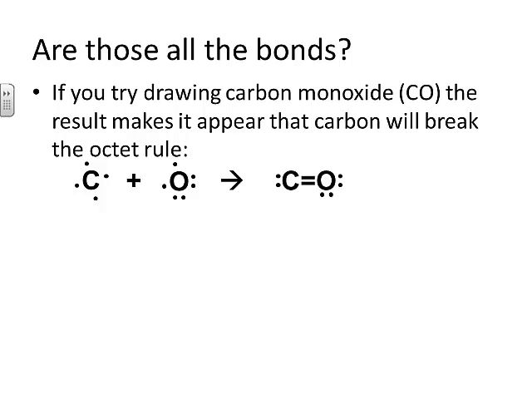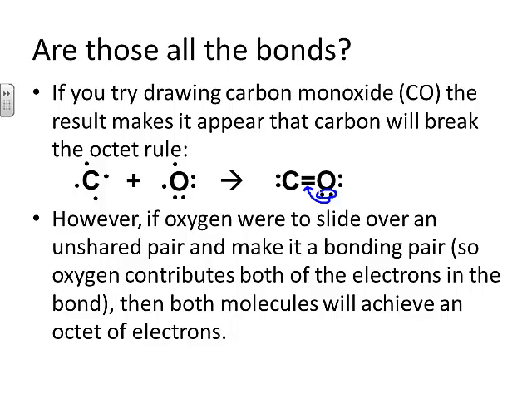It only has 6. However, if oxygen were to slide over an unshared pair, such as that pair circled there in blue, and make it a bonding pair so that oxygen contributes both of the electrons in the bond, then both atoms would achieve an octet of electrons. What we find is that carbon and oxygen bond with a triple bond in this way. Notice in this diagram that both carbon and oxygen end up with an octet of electrons. They just do so in an unusual manner.